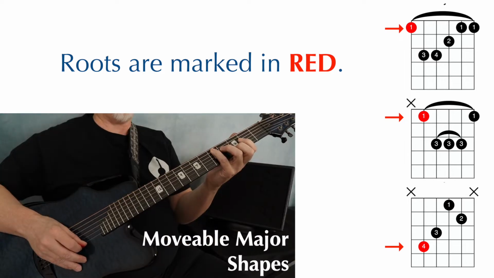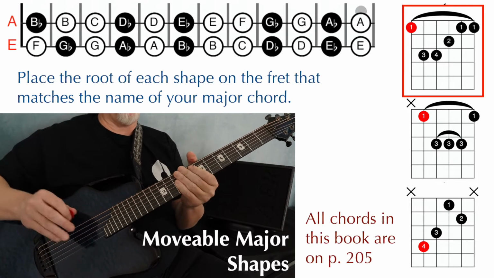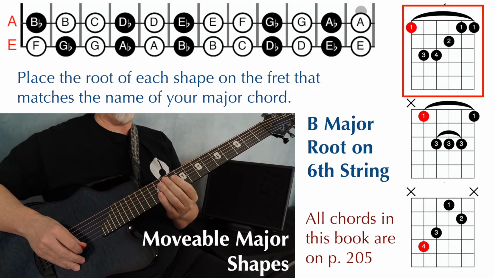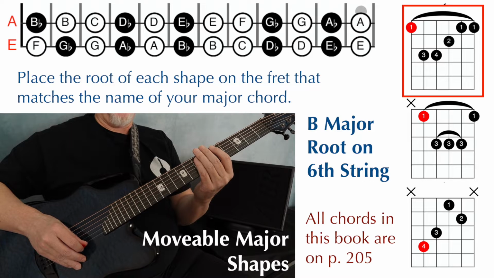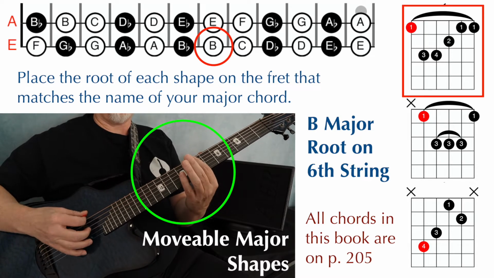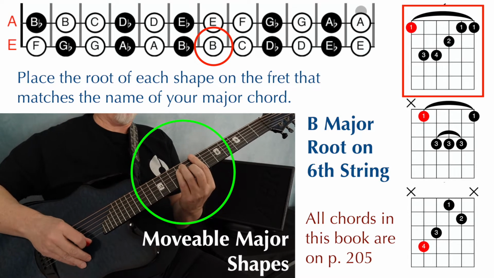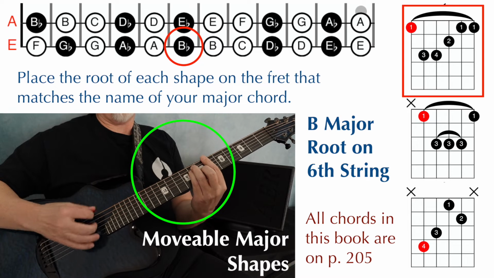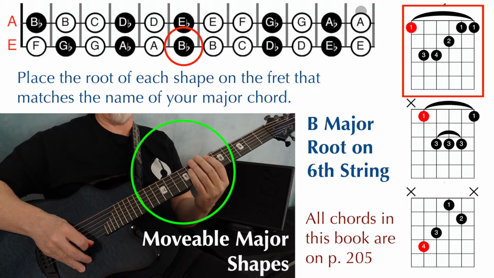If you're playing that shape with the root on the 6th string, you're going to use your 6th string to navigate. For example, if you wanted to play a B major chord with the root on the 6th string, you're going to take that 6th string shape and move it so that the root of that shape lands on the B on string 6, fret 7. If I were to move it 1 fret to the left, now it's a B flat major chord because my root is on the B flat on string 6, fret 6.